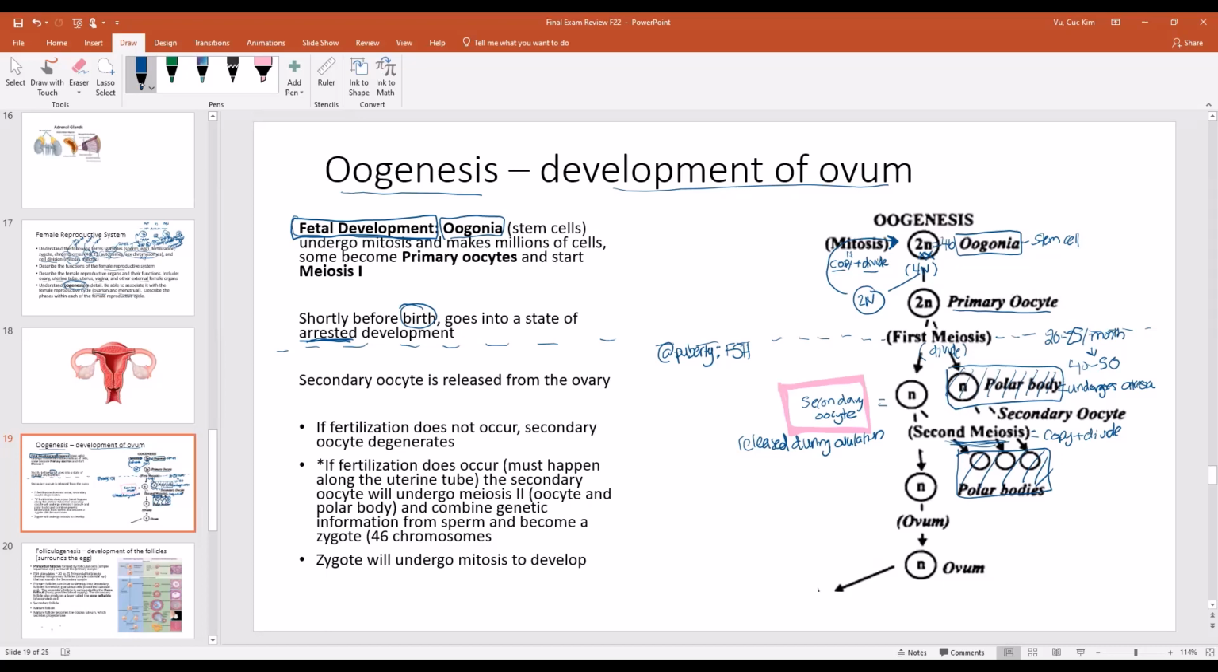Okay, so if this secondary oocyte is released through ovulation and a sperm is able to penetrate it, what happens? The fertilization. Yes, ma'am.